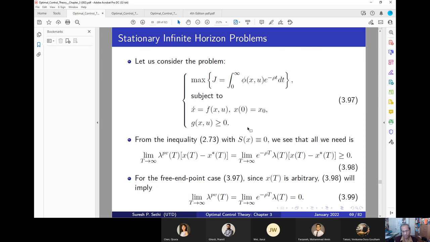So this is our problem. Our problem now is to maximize an integral, no salvage value, discount rate, no t in there, subject to x dot equal to f(x,u), no t there, x(0) equal to x0, subject to g(x,u) some constraint, no t there. So this is coming straight from the current value formulation of chapter 3. And that's our problem.